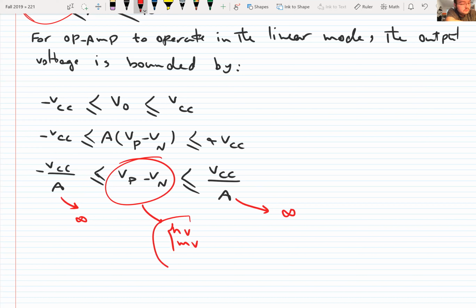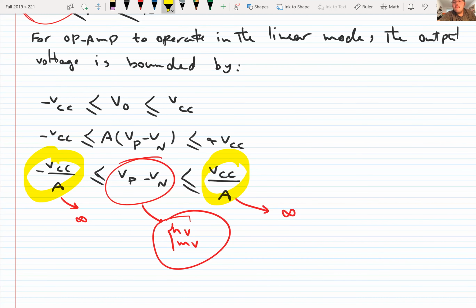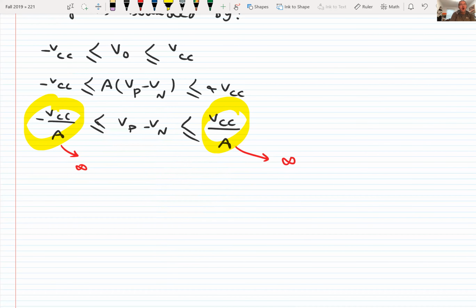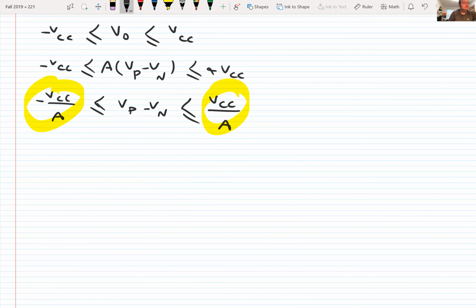Because if we go beyond these values and have Vp minus Vn, let's say, equal to 1 volt, of course it's not in the linear region, because as I mentioned, VCC over A and negative VCC over A is almost equal to zero, very close to zero. So we should keep Vp and Vn as close as possible to each other. So let me just write it down. Do you have any questions?